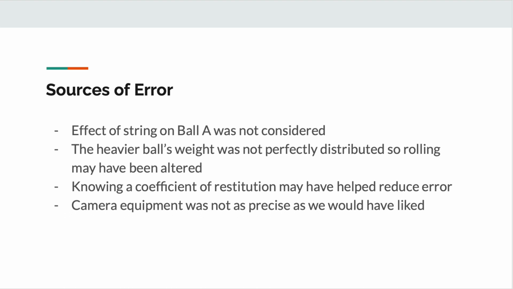Sources of error include: 1. The effect of the string on ball A was not considered. 2. The heavier ball's weight was not perfectly distributed, so rolling may have been altered. 3. Knowing a coefficient of restitution may have helped reduce error. And 4. Camera equipment was not as precise as we would have liked.